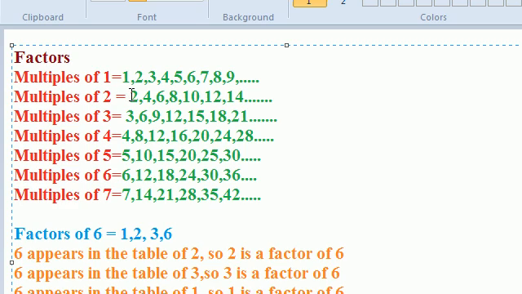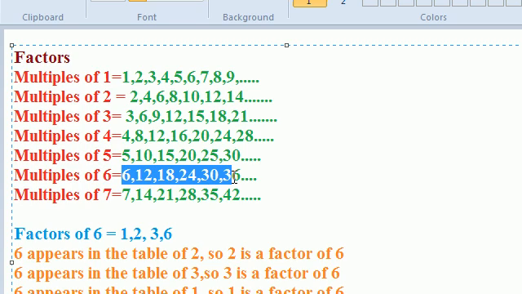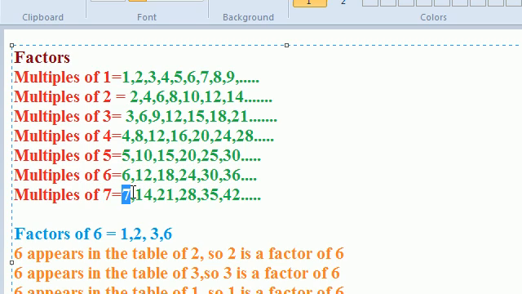So just as I can say that these numbers are the multiples of 2, conversely I can say that 2 is a factor of all these numbers. Similarly, I can say 3 is a factor of all these numbers. 4 is a factor of all these numbers. 5 is a factor of all these numbers. 6 is a factor of all these numbers. 7 is a factor of all these numbers. Okay, so let's analyze something.